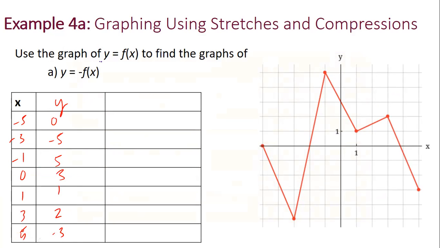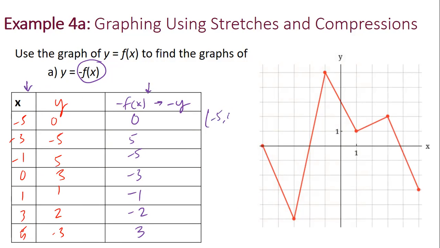Because this says right here, negative f of x, that tells me that I'm multiplying all of my y's by a negative. So it's going to be 0, +5, -5, -3, -1, -2, +3. So I'm using my original x's, but I have my new y's.